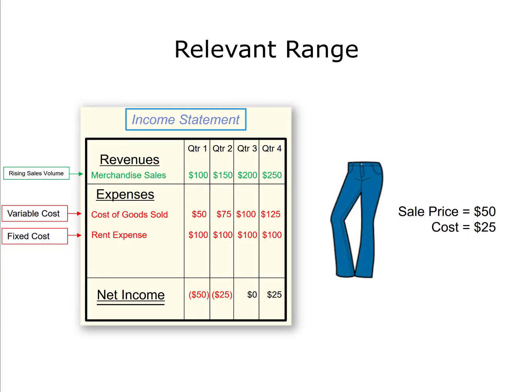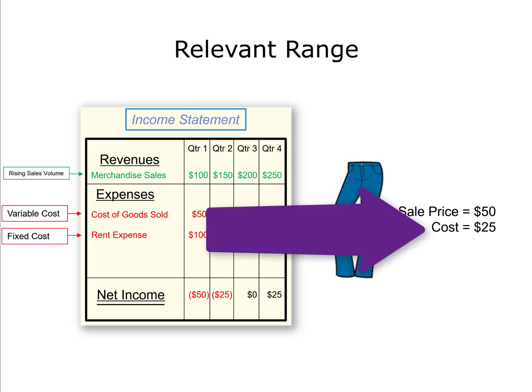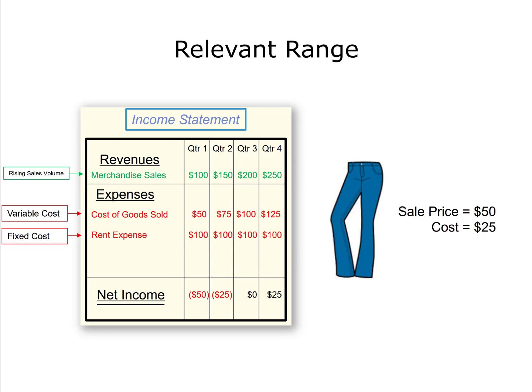So now we're going to talk about the concept of relevant range. Do you remember Lisa? Lisa is a college student who decided to start a small business operating out of her parents' garage. Her business is a merchandising business that sells jeans. Lisa sells jeans for $50 that she buys for $25. And her small company's sales have slowly risen each quarter, as you can tell by looking at her income statement.